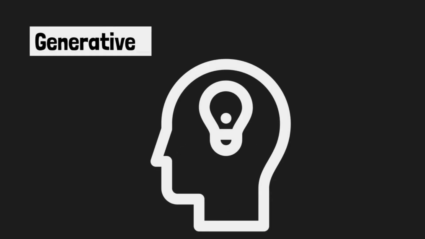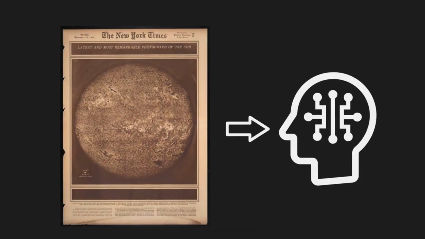Finally, G, generative. Generative refers to the ability of the model to generate new text that is similar in style and content to the dataset it was trained on. For example, if we train a model on all New York Times news articles, we can use this model to generate new news articles that are similar in style and content to the original New York Times articles.